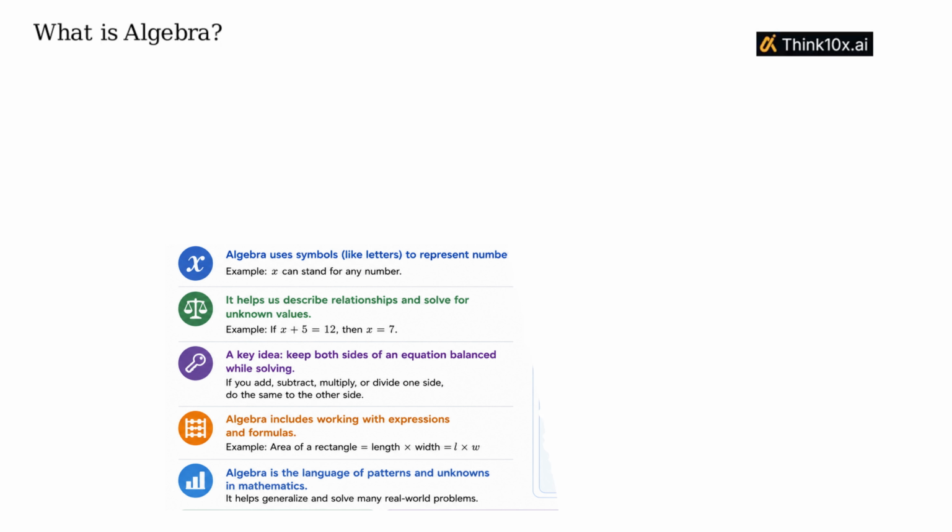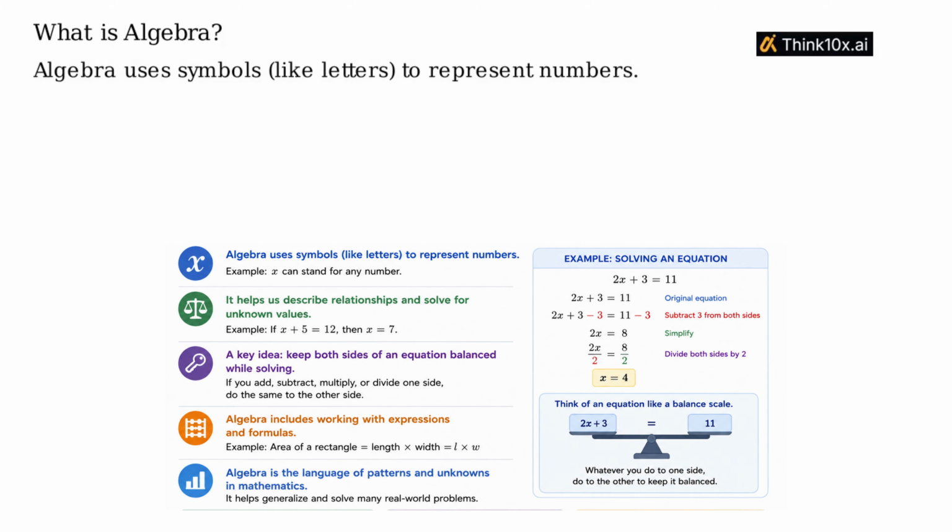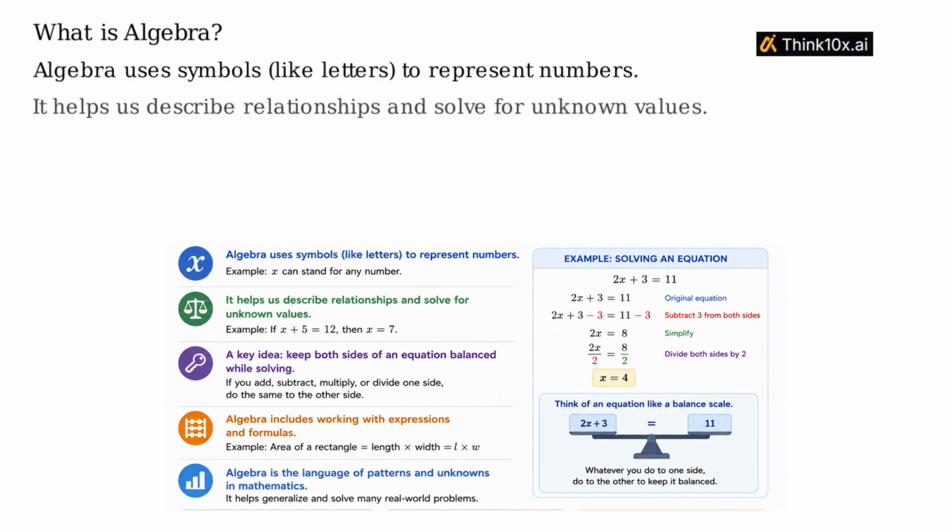Today's question is, what is algebra? Think of algebra as a way to talk about numbers when we don't know them yet, and still reason correctly. Algebra is a branch of math where we use symbols, usually letters, to stand for numbers. The big idea is that we can do math even before we know the exact value of something. Why is that helpful? Because in real problems, we often know relationships, not the final number. Algebra lets us describe the relationship clearly and then solve for the unknown when we have enough information.